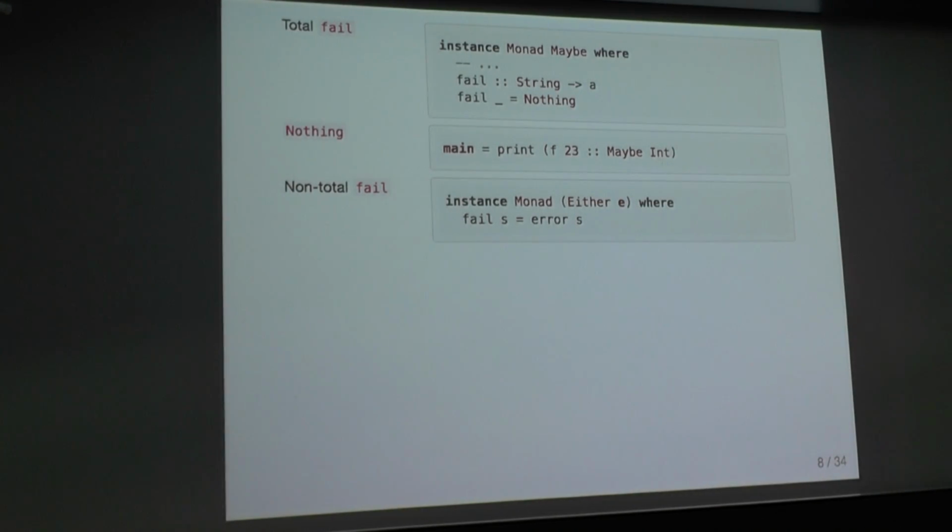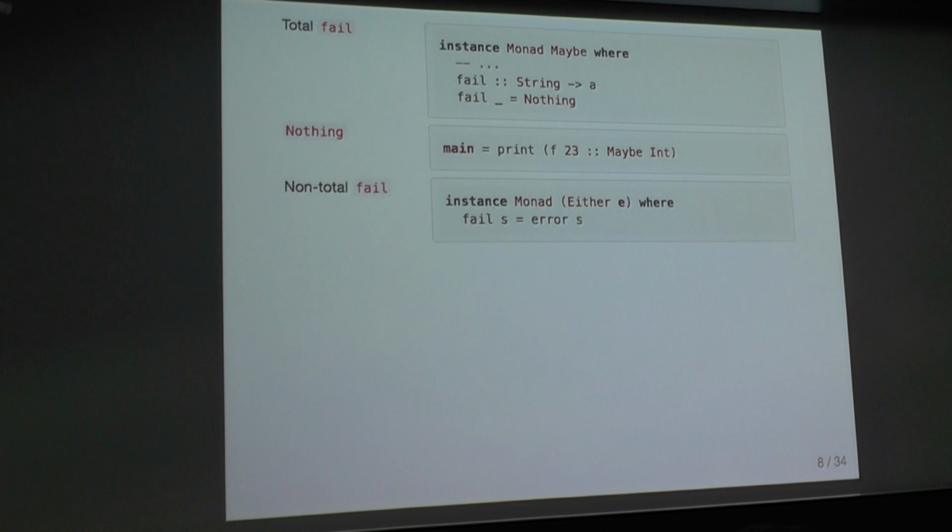So let's look at how to implement fail. So for some monads it's simple. So maybe you can just return Nothing. That's really the right thing to do here, right? You failed, so, okay, you return Nothing. And if you run this program I just showed you, actually it will return Nothing. Fair enough. But how do you implement fail for Either?